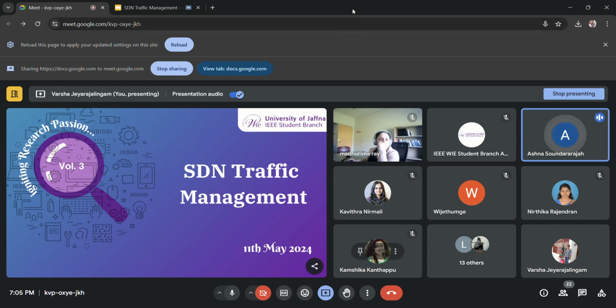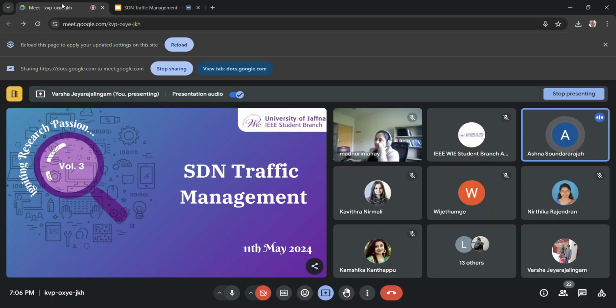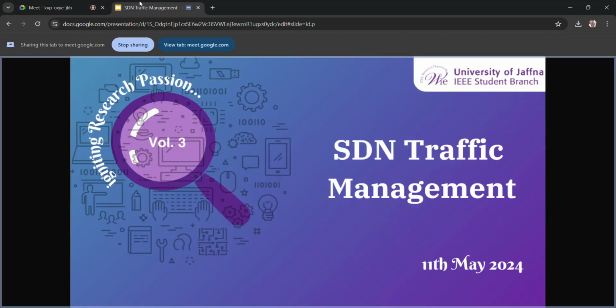Good evening, fellow researchers, and welcome to the third installment of our Igniting Research Passion series, where we will be navigating the topic software-defined network traffic management. As you may have guessed from the title, this topic will be dedicated to guiding future and fellow researchers through analyzing, interpreting, and learning about the centralization and management of network traffic.